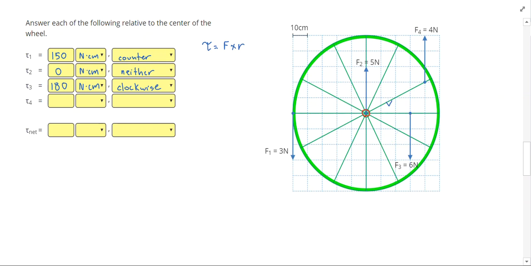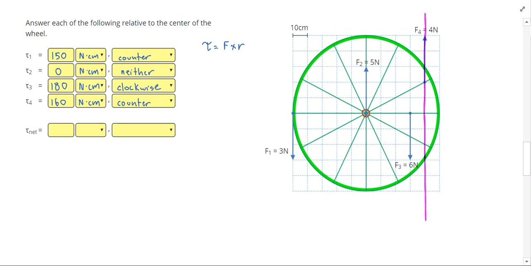Alright, and lastly, for force 4, we have our line of action there. Our radius would be 10, 20, 30, 40. And 40 times 4 gives us 160 Newton centimeters. Since we're pulling up on the left side, that's going to cause a counterclockwise rotation.